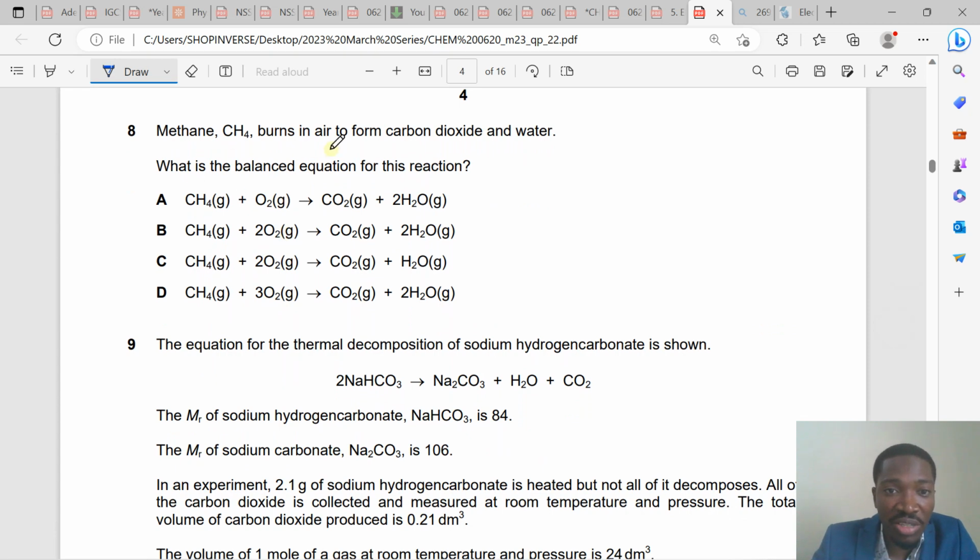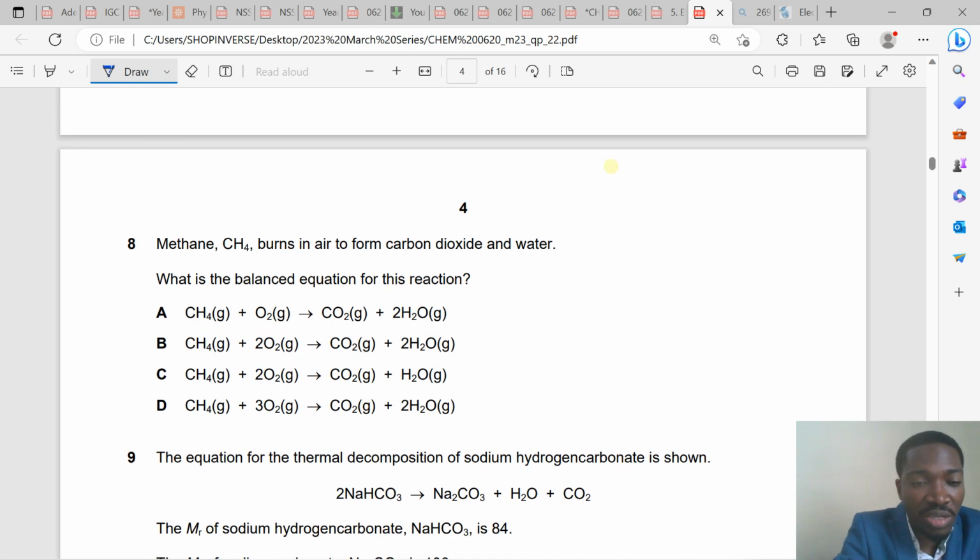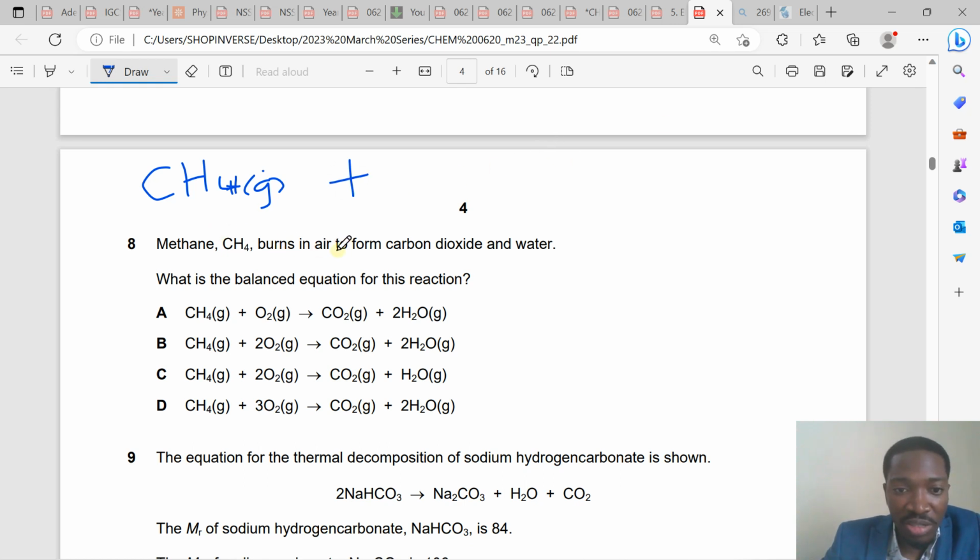Methane, CH4, burns in air to form carbon dioxide and water. What is the balanced equation of this reaction? Okay, balancing a chemical equation, methane is CH4, a gas. CH4 gas reacts with oxygen. Methane burns in air. If it is burning, that's combustion, and for combustion to happen, oxygen gas must be involved. And during combustion, greenhouse gas, carbon dioxide, will be produced.